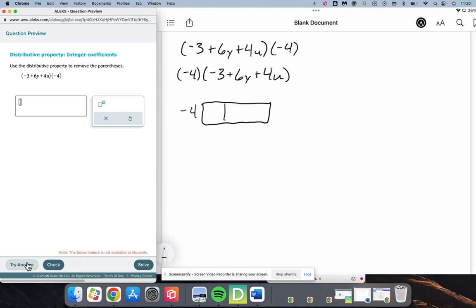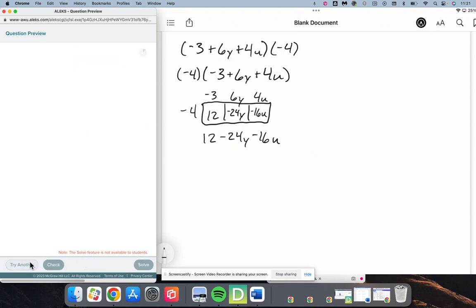-4, a -3, 6y, 4u. -4 times -3 is +12. -4 times 6y is -24, and we have a y. -4 times 4u is -16, and we have a u. So again, whatever's in the box is 12 minus 24y minus 16u. All right, we'll do maybe one more.